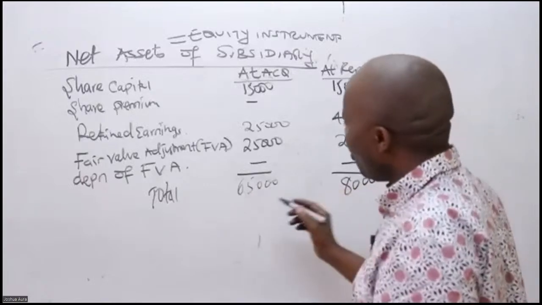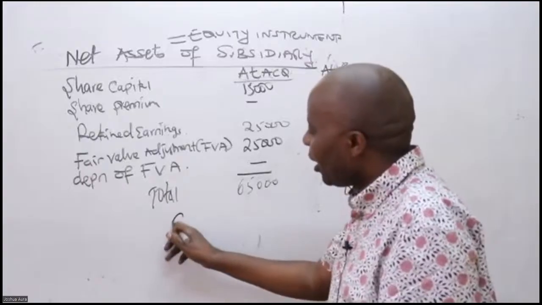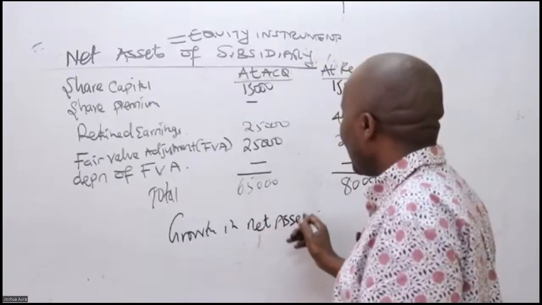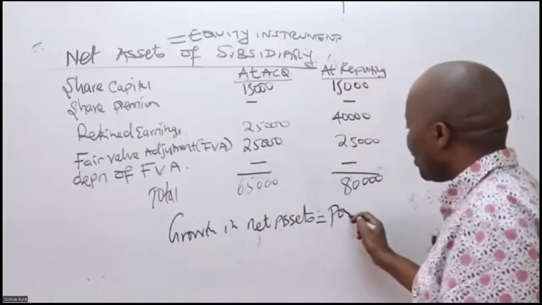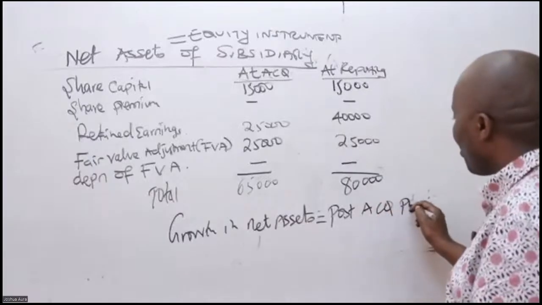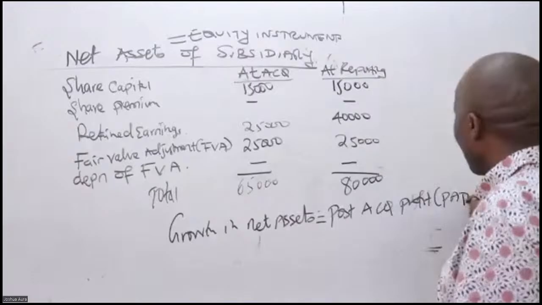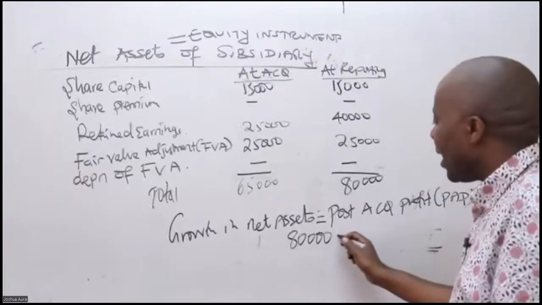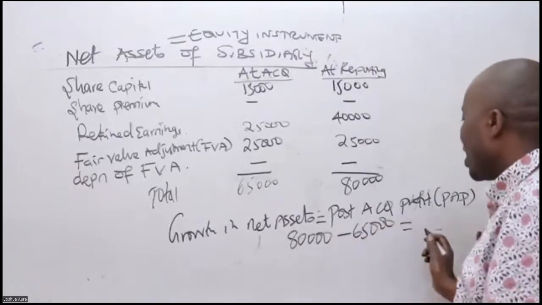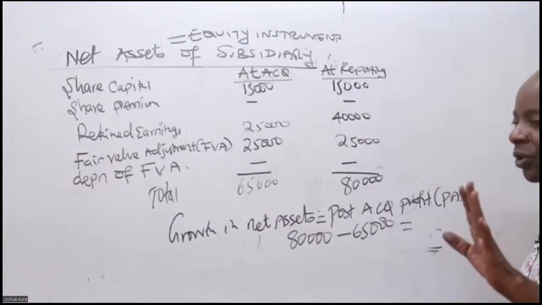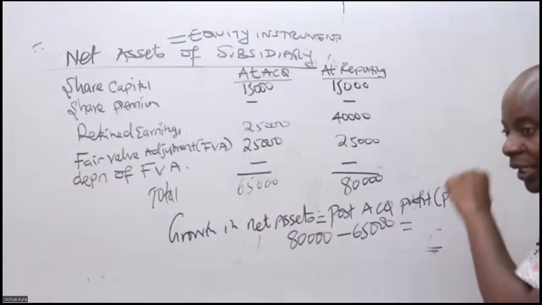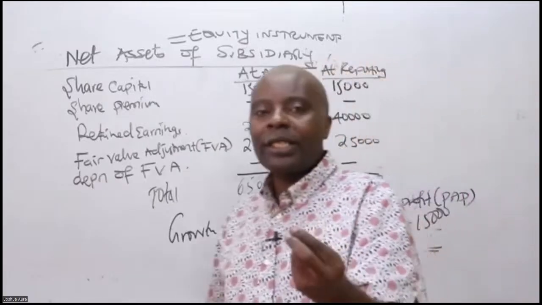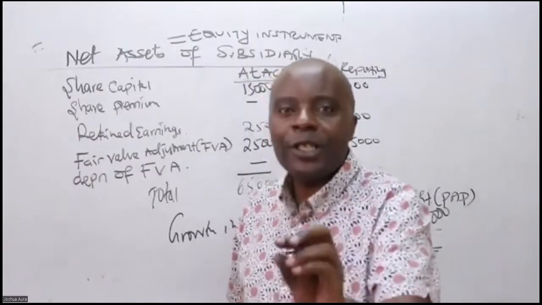So in this case, I'll give them the growth. The growth in net assets is what we call the post-acquisition profit, which is our PAP. So our PAP will be 80,000 minus 65,000. Could you kindly give me this answer? 80,000 minus 65,000 is 15,000, thank you very much. So this is basically the wealth that the subsidiary has generated since it was acquired.